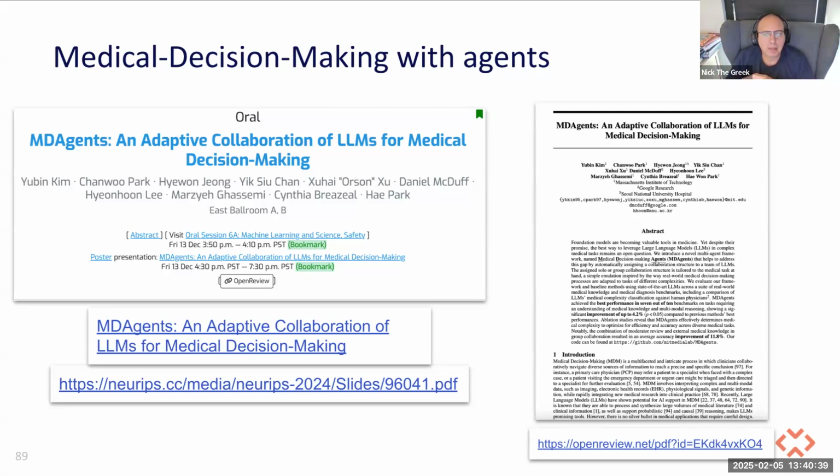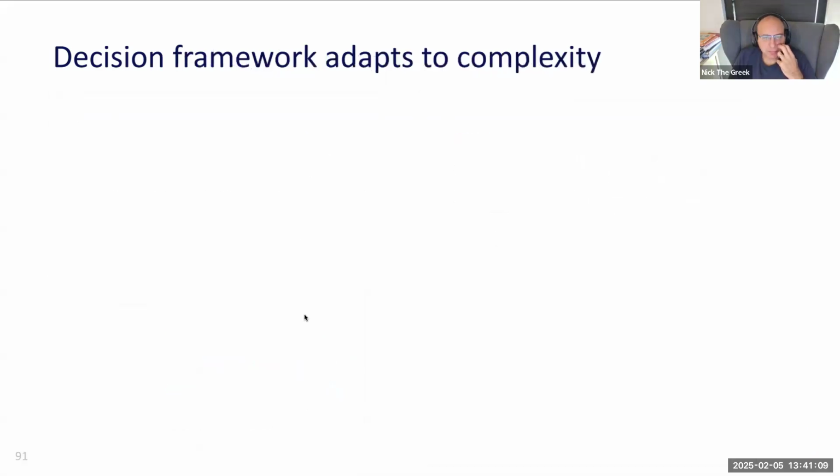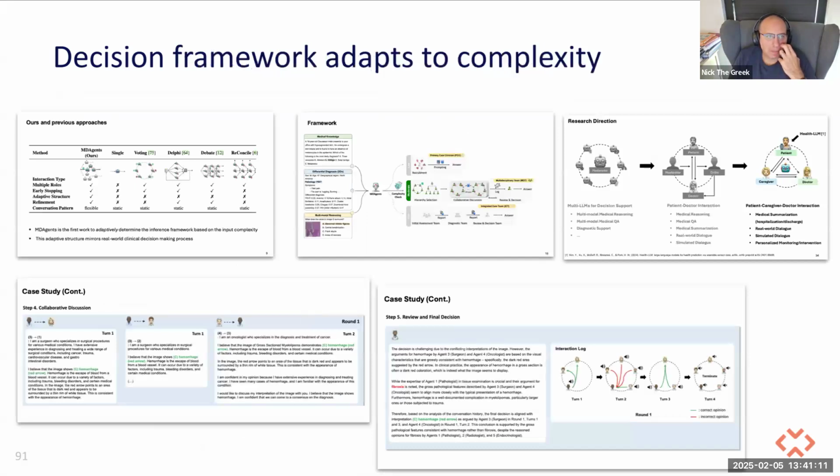So this is a paper, I want to say it's from MIT and Google, where it's basically a group of doctors trying to make a medical decision. Sorry, it's called MD Agents, and again, you recognize different synergies of agents trying to make a decision. Again, it's a great paper.